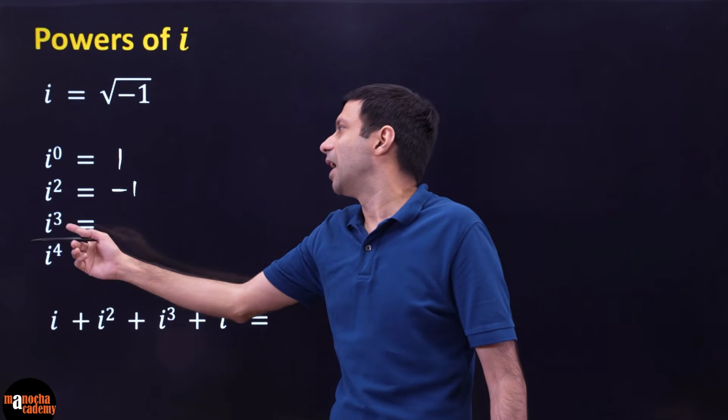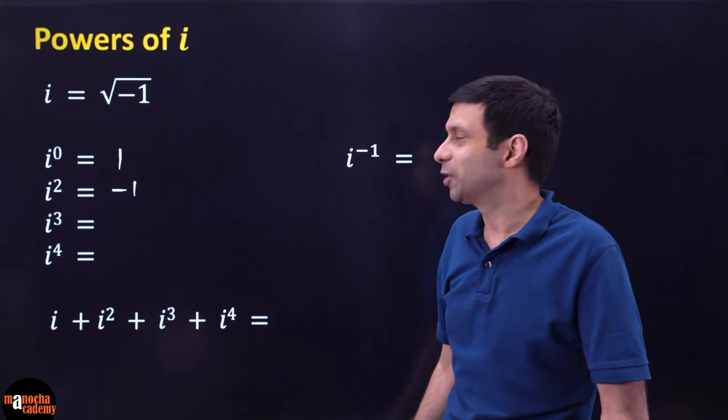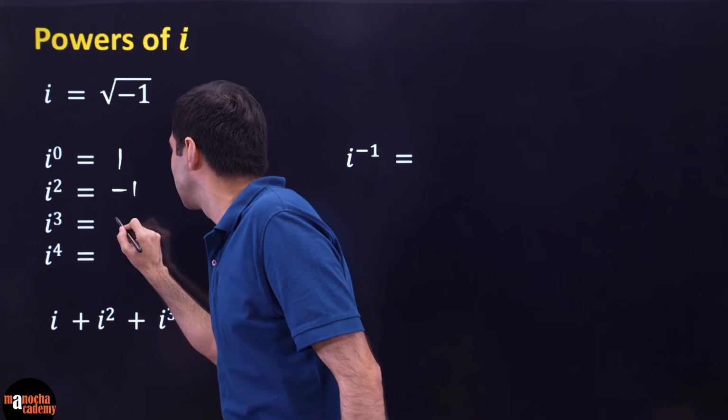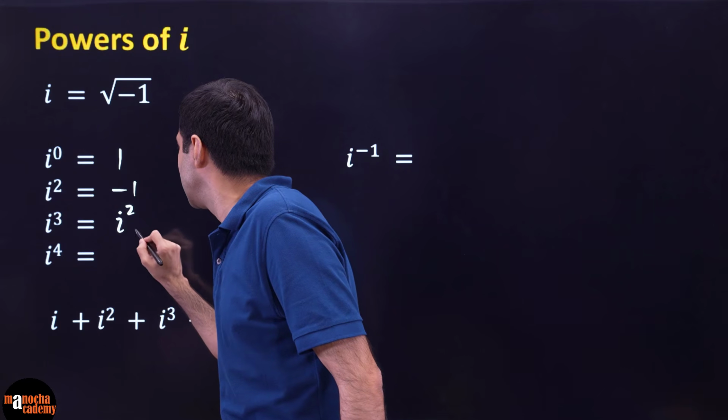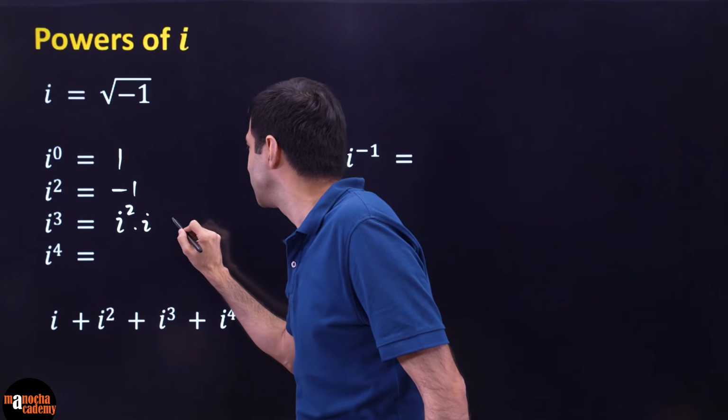Next one, iota cubed, i cubed, what is that going to be? So let's break this down. i cubed is i square times i, and i square we just solved is minus 1, so I'm going to substitute that.